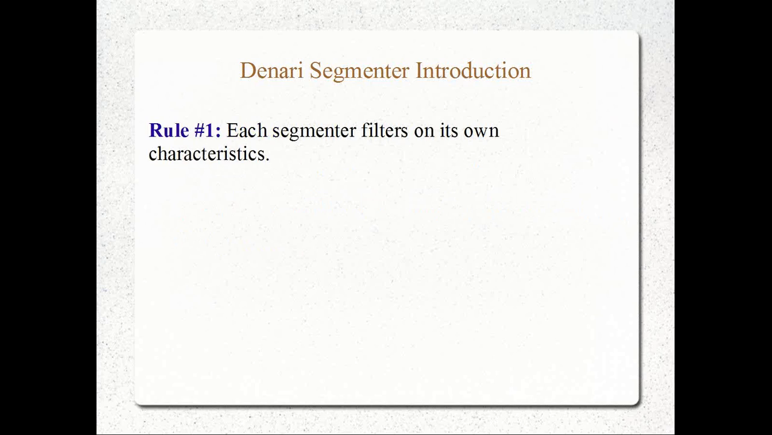Rule number 1, name segmenter filters on name characteristics, gift segmenter on gift characteristics, and pledge segmenter on pledge characteristics. So what do we mean by characteristic? A characteristic describes something. Zip code is one of the describing characteristics of a name record. It tells us something about that name record.